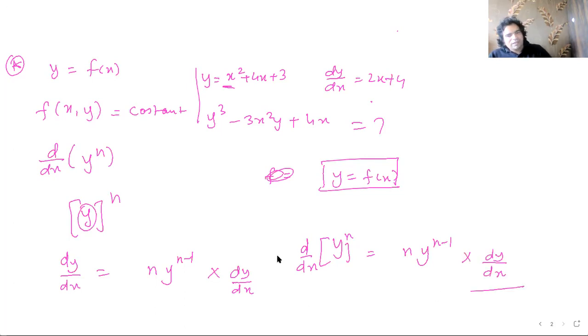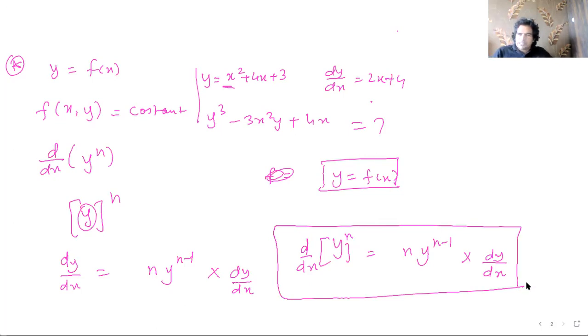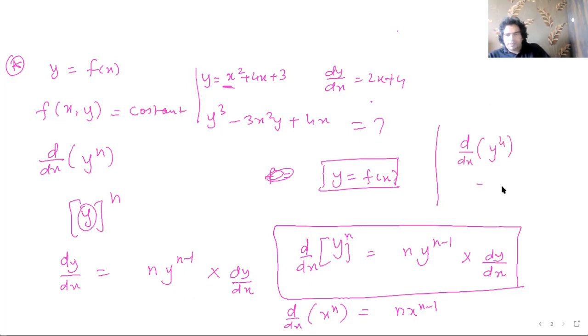This is a straightaway formula to be remembered, and it's worth remembering this. If you're differentiating x to the power n with respect to x, no worries, it'll be n x to the power n minus 1. So this is something which we can remember that will help us. Now let's say, for example, I'm differentiating y raised to 4. Here first I'll differentiate the parent function, which will be 4y cubed times dy by dx. So this is the derivative expression for y to the power 4. Now, how do we use these to differentiate that implicit function? That is going to be interesting.